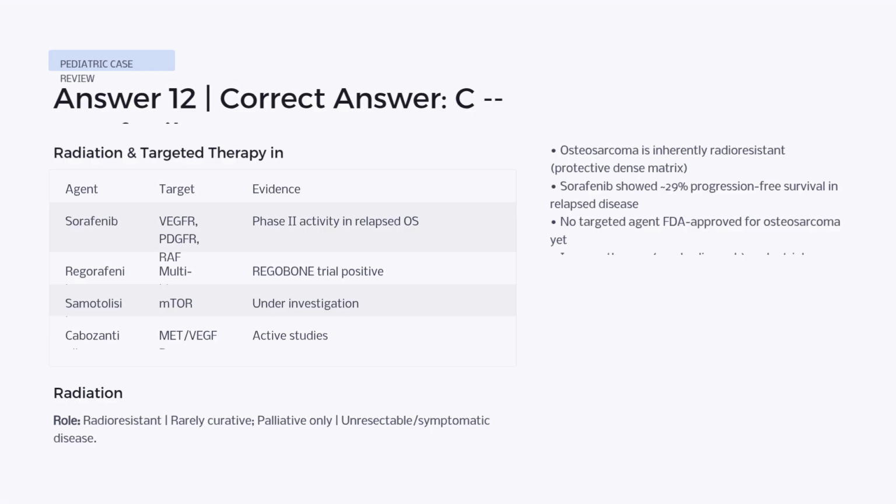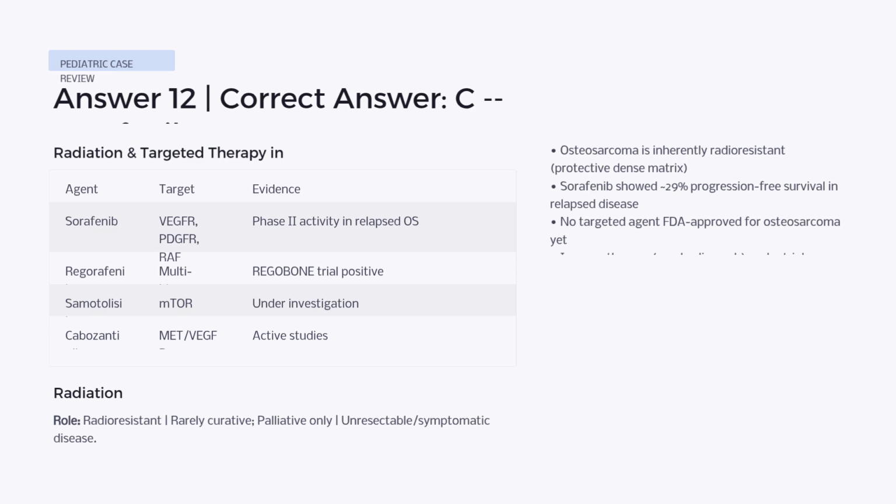Osteosarcoma is inherently radioresistant due to its protective dense bone matrix, so radiation has a very limited role and is used only for palliation or in unresectable, symptomatic disease. Radiation is rarely curative. In the realm of targeted therapy, sorafenib, which inhibits vascular endothelial growth factor receptor, platelet-derived growth factor receptor, and RAF kinases, has shown approximately 29% progression-free survival in relapsed disease in a phase 2 trial.